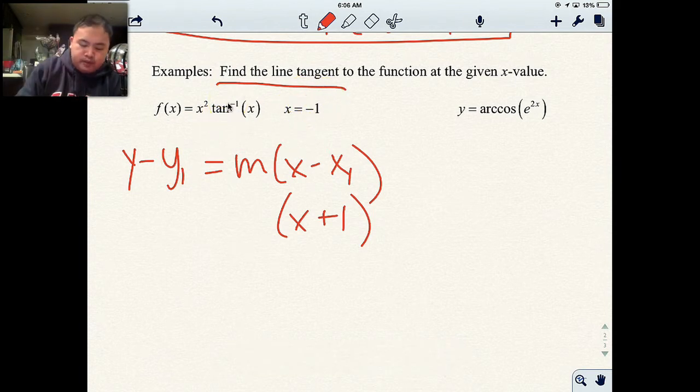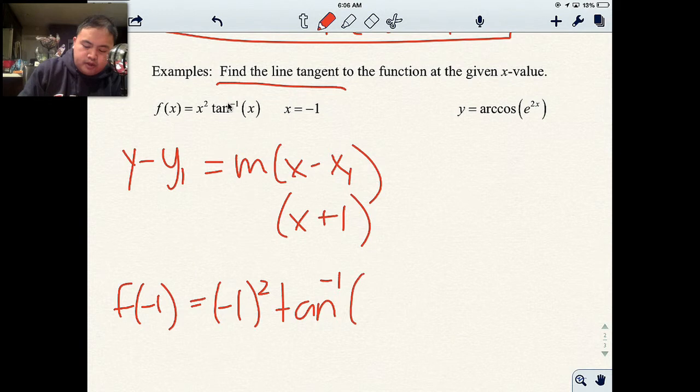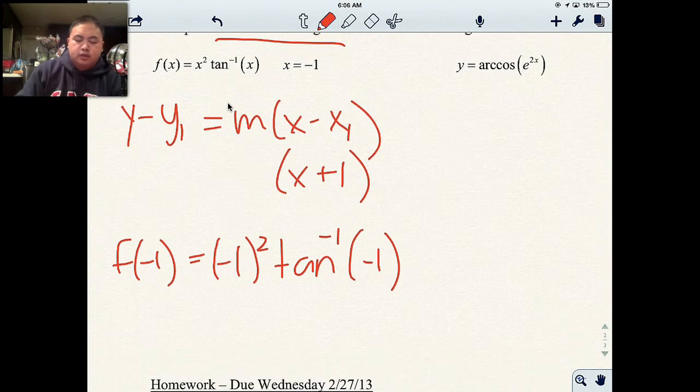-1 squared times tangent inverse of -1. Okay. Well, -1 squared is 1. That's easy. Now, here we go again. If you really want to, you could use a calculator. But again, you need to practice without it. I need a tangent inverse of -1. Or basically, whose tangent is -1? Which radian measure gives me a tangent of -1?